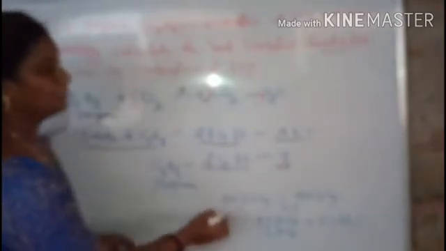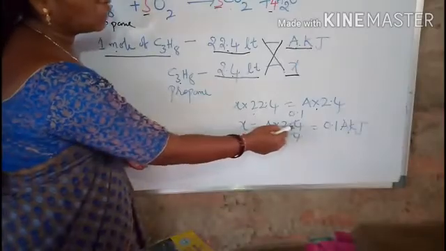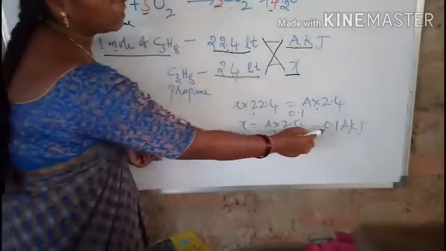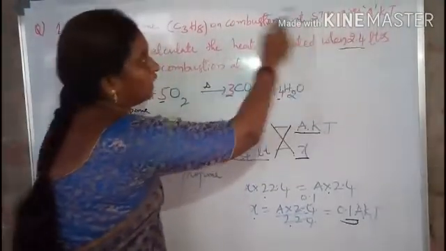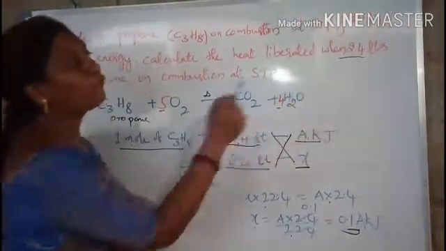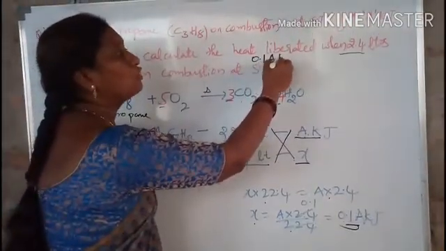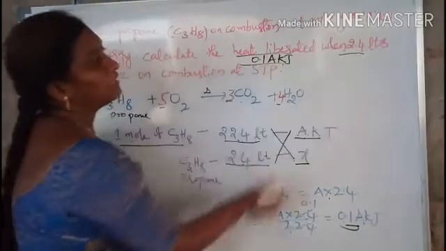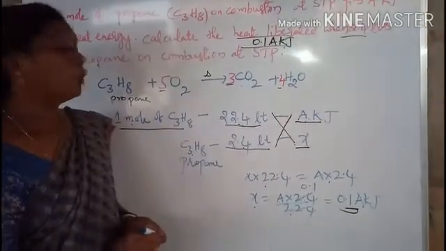Let it be X. So do cross multiplication. X into 22.4 is equal to 2.4 into A. So X is equal to A into 2.4 by 22.4. After cancellation, you will get 0.1 A kilojoules of energy. So here, when 1 mole of propane is burnt, you will get A kilojoules of energy. That means when 22.4 liters of propane is burnt, you will get A kilojoules of energy. When 2.4 liters of propane is burnt, you will get 0.1 A kilojoules of energy. So heat liberated is 0.1 A kilojoules when 2.4 liters of propane is combusted.